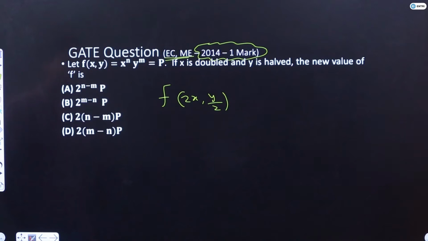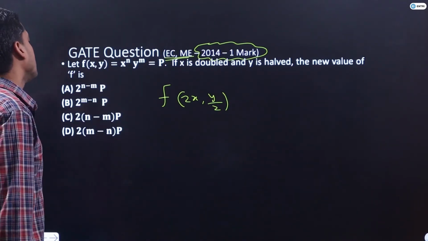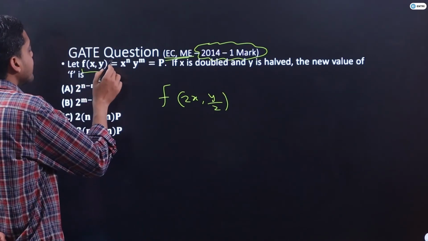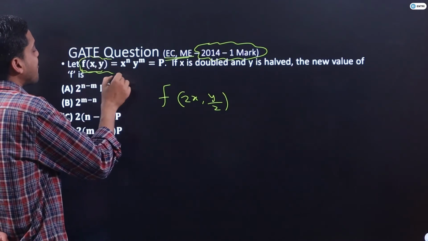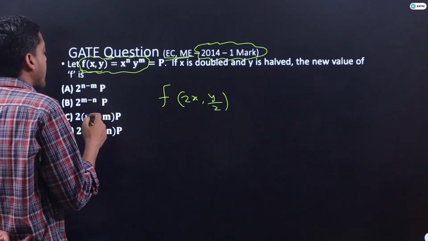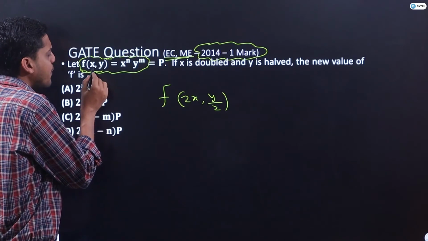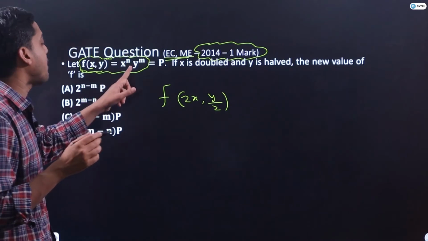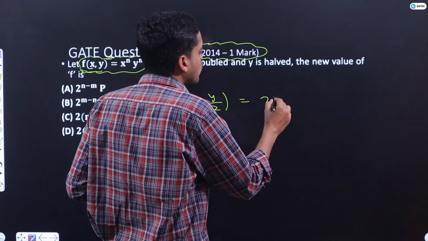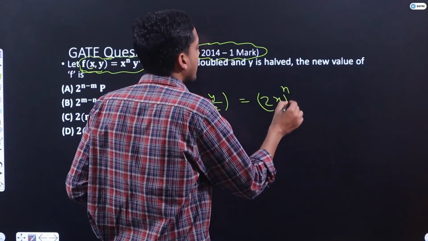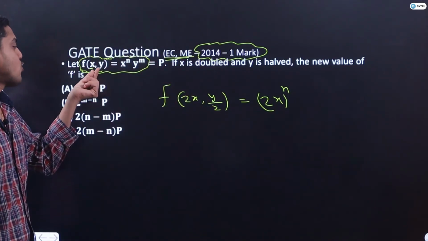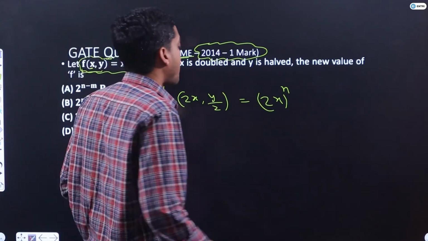So now guys, x is doubled and y is halved. So what we will do? We will do one thing here. It is the property that the function f of x, y is defined as x to the power n times y to the power m. It means whatever will be before the comma will contain the power n. So it will be equal to (2x) to the power n, and whatever there is in the function after the comma, that is y, will contain power m.